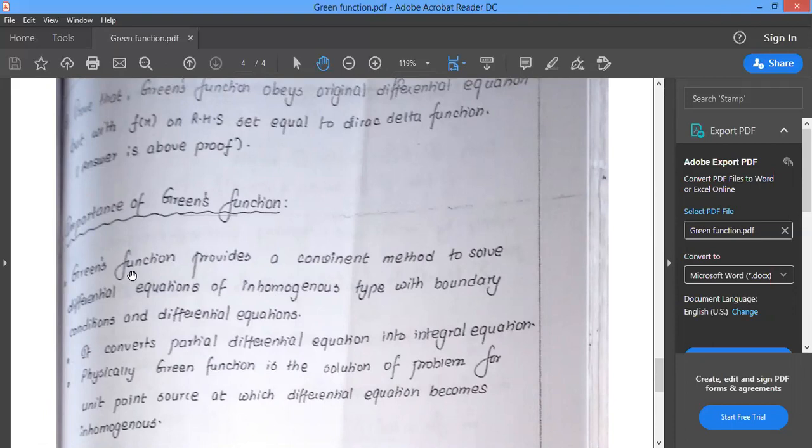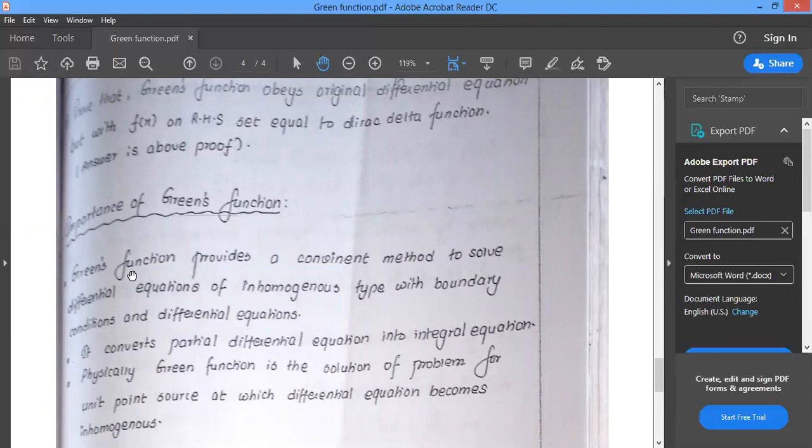I will solve 50 different questions here. So the importance of the Green function is to solve a differential equation of the inhomogeneous type with boundary conditions, and it converts the partial differential equation into an integral equation. This is another importance. And physically, the Green function is the solution of the problem for a unit point source, at which the differential equation becomes inhomogeneous.